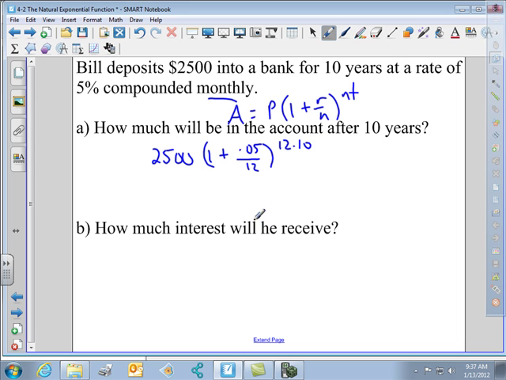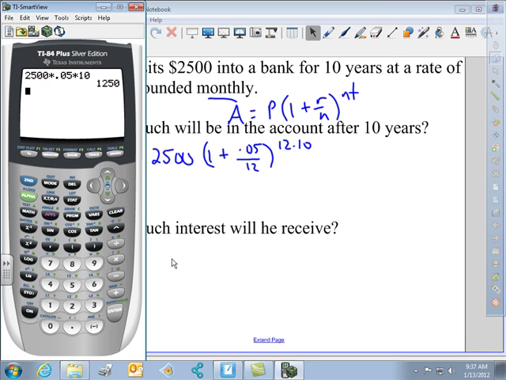Now you have to be careful when you are plugging this into your calculator. What we're going to do is we're going to take $2,500 times 1 plus 0.05 divided by 12. Okay, I'm going to close that out. I'm going to take that. Now, a lot of times you could actually just go ahead and multiply this out, so we know that's going to be 120.